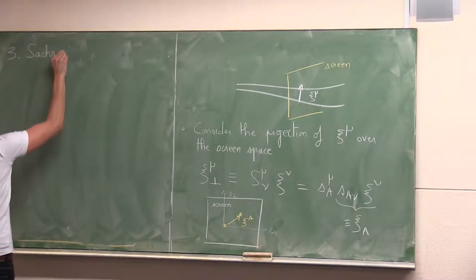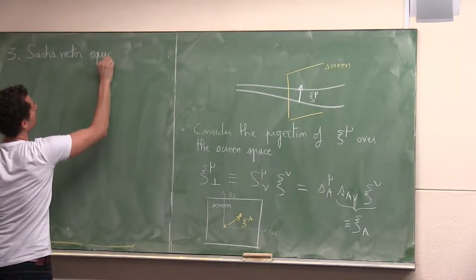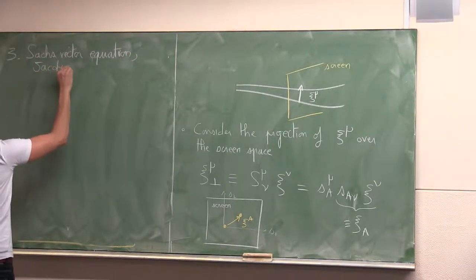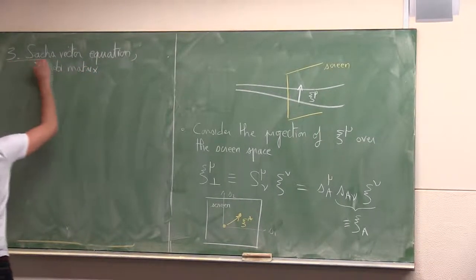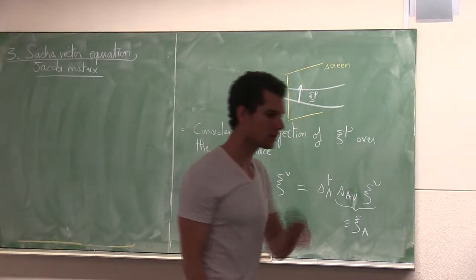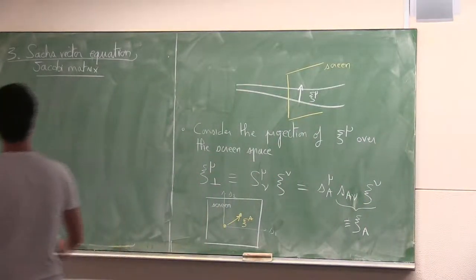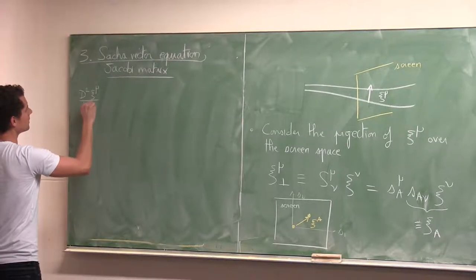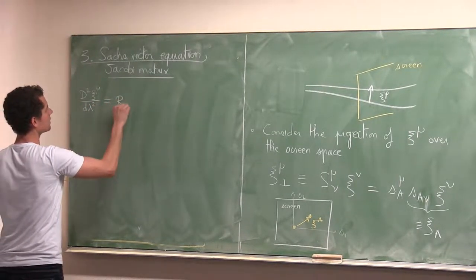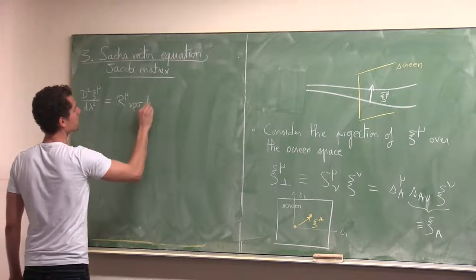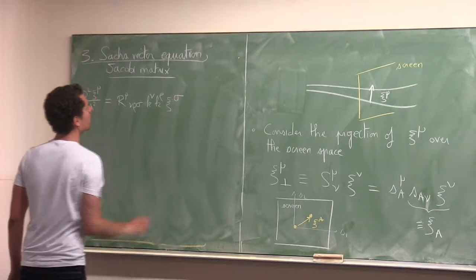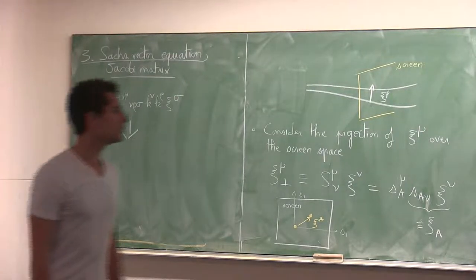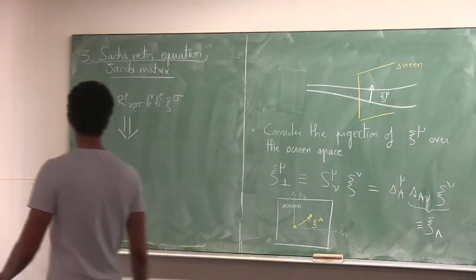So the Zax vector equation. Also talk about the Jacobi matrix. So you remember that we had this covariance equation for psi mu, the geodesic deviation equation. But you can actually show, using all the properties of the screen factors, of psi, their orthogonality and things.